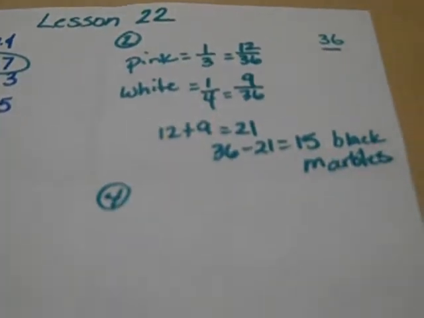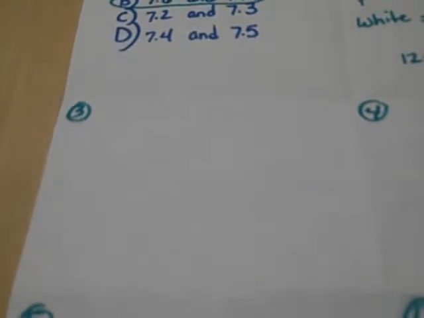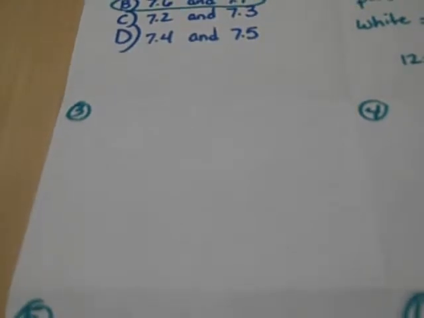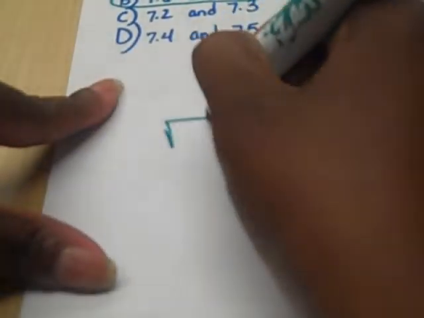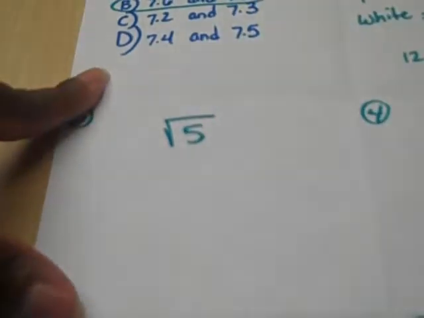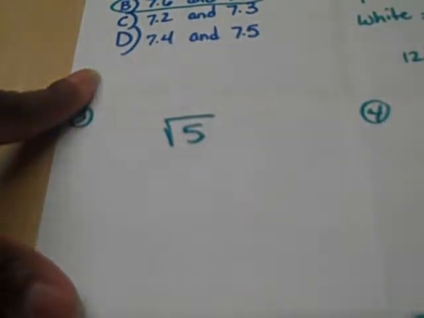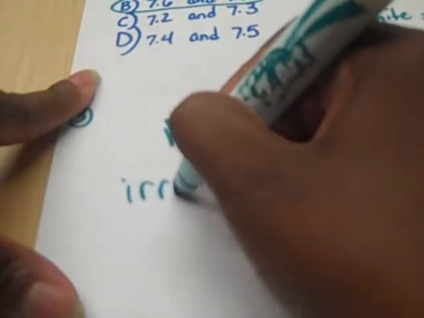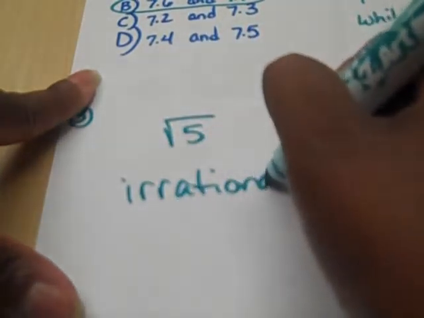Okay? Number 3, is the square root of 5 rational or irrational? You may enter that into your calculator. Irrational.